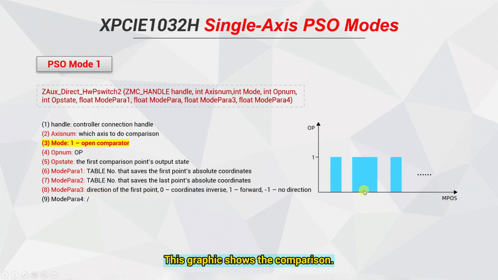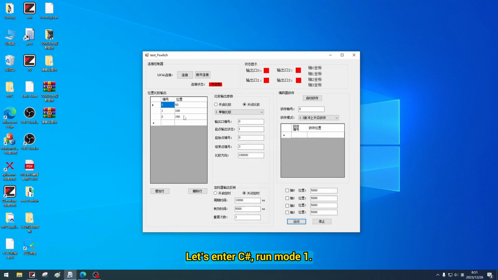This graphic shows the comparison. It can be seen it opens the output at the first point. At the second one, inverting the level, OP becomes off. The following ones are the same. Let's enter C#, run mode 1, and check the effect through the RTSys scope. Connect at first. Enter comparison positions in this form.